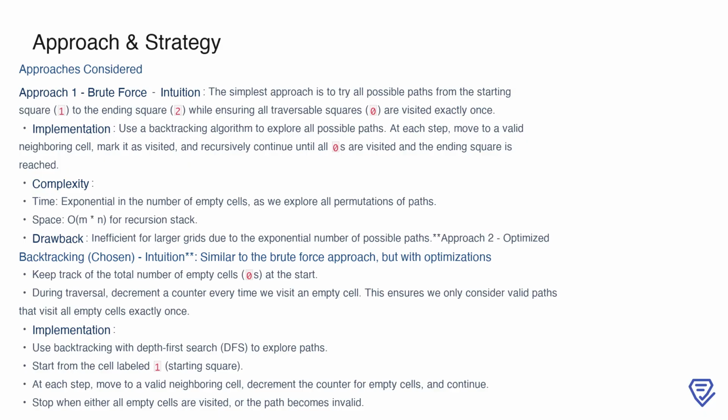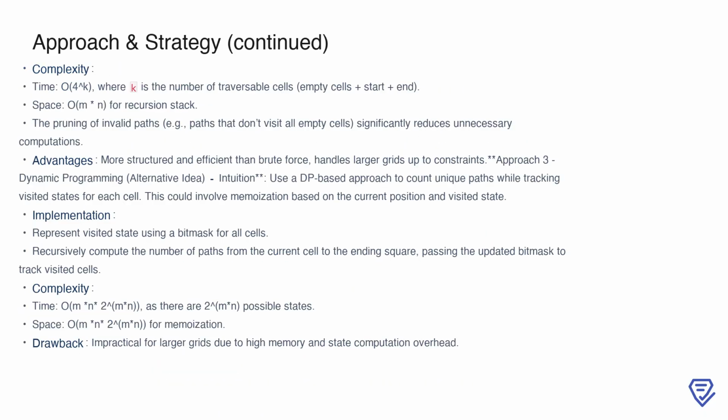The implementation remains similar to brute force but with added logic to prune invalid paths early, making it a more efficient solution. The optimized backtracking approach improves on brute force in both time and space complexity. The time complexity is O(4^k), where k is the number of traversable cells, including empty cells, the start, and the end.